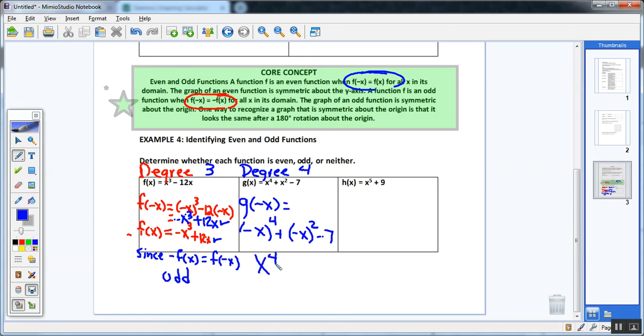Okay, let's check the next one. Plus negative x squared. But a negative x times a negative x would really be a positive x squared. So plus x squared. Oh my gosh.